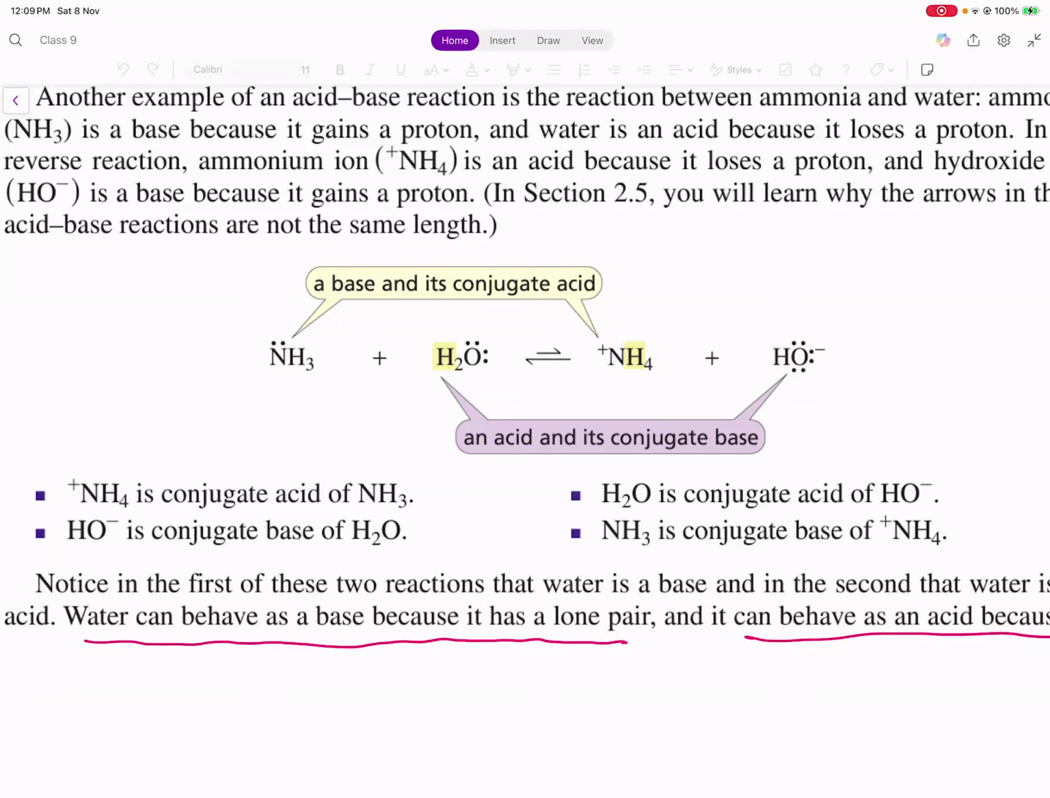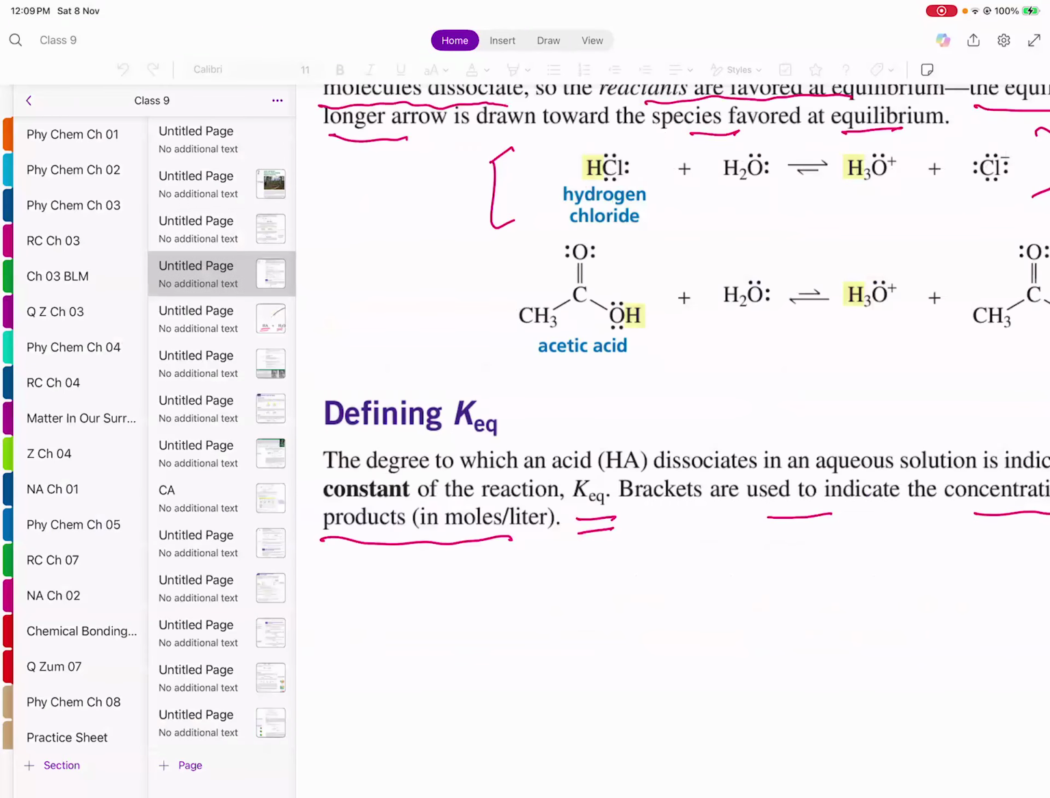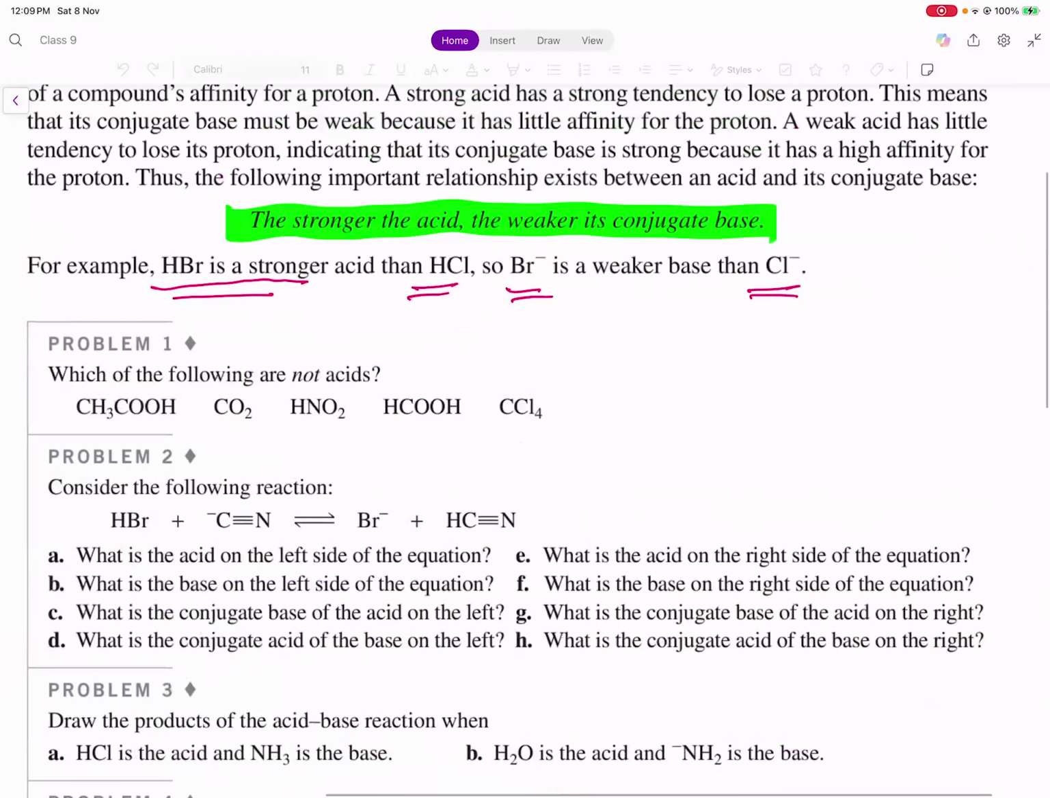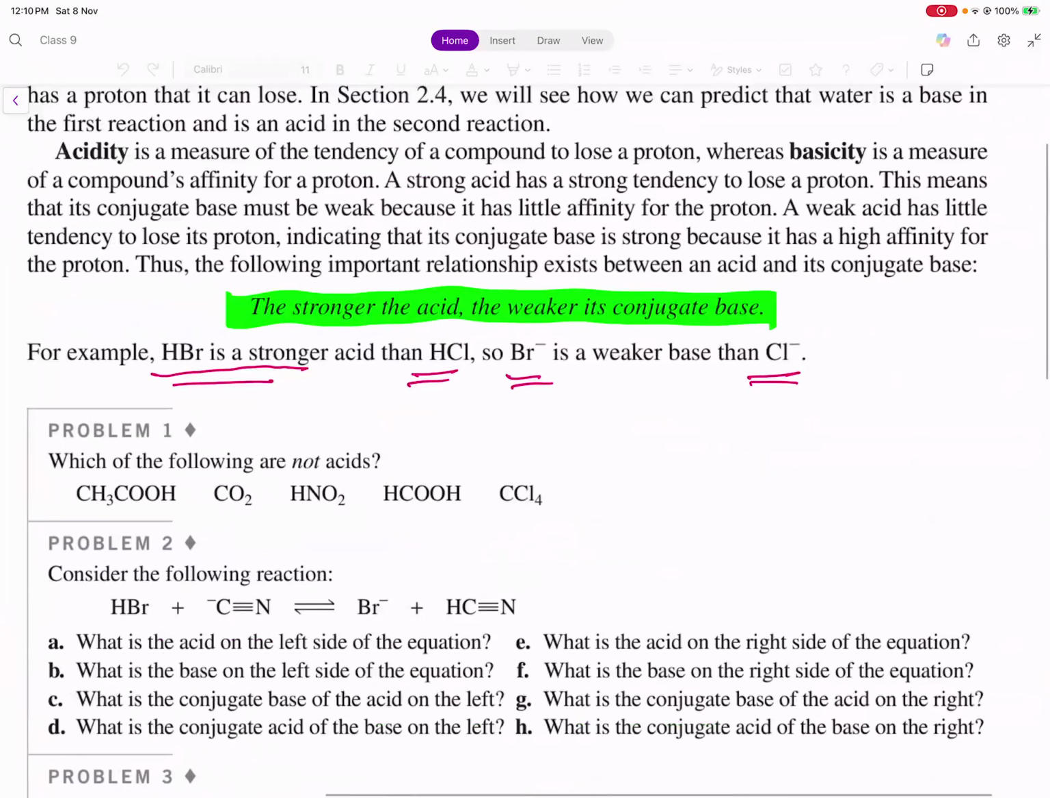Next thing is NH4 plus is the conjugate acid of NH3, right? This is pretty clear. H2O is the conjugate acid of HO minus. HO minus is the conjugate base of H2O. NH3 is the conjugate base of NH4 plus, right? These things are very, very important, all right? And we went through them. Then, this is a very, very important concept.